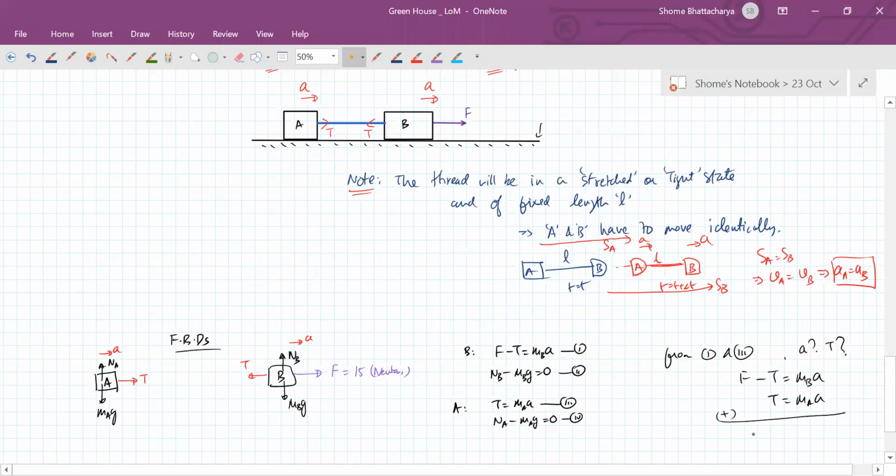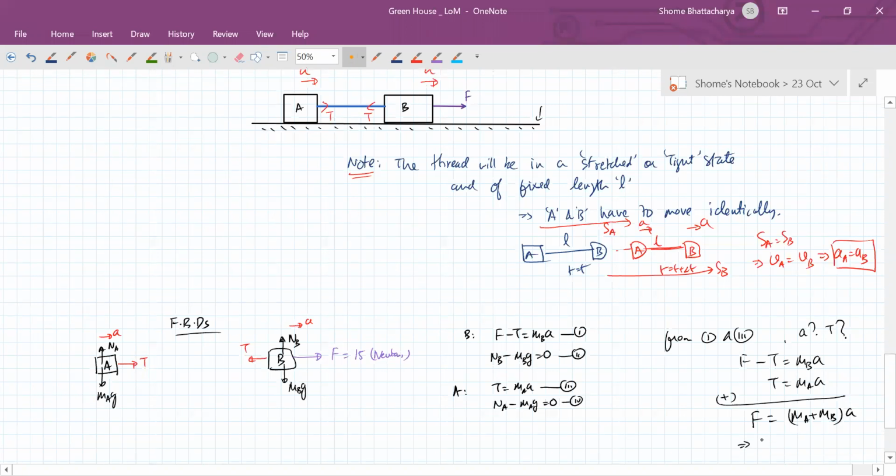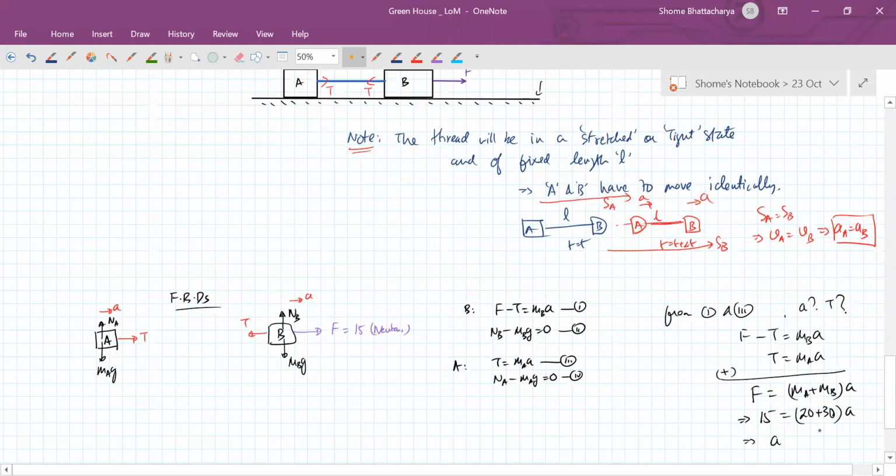So you just add these two. You're getting F is equal to, you can take acceleration common, A. So from this you find out, okay, 15 newtons is equal to the combination of masses, which was 20 plus 30 kgs, into acceleration. So you're getting the acceleration as 15 by 50, or that is 0.3 meters per second square.